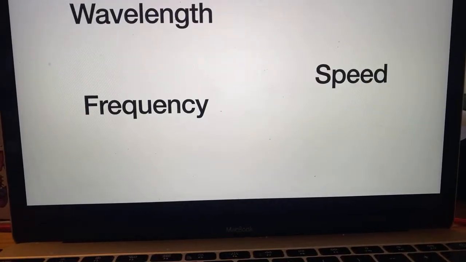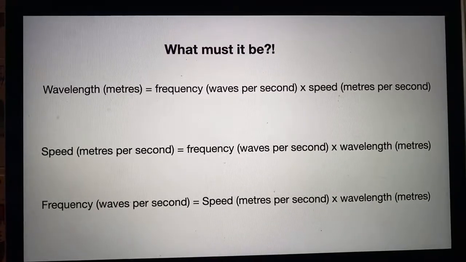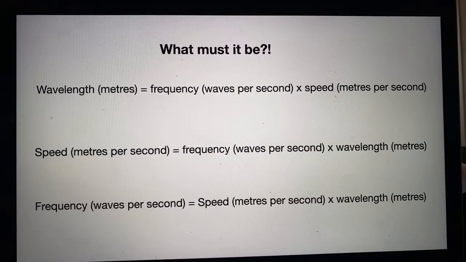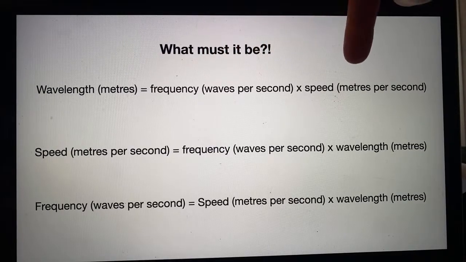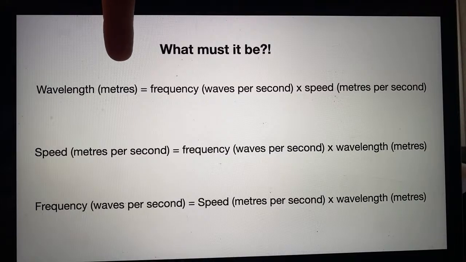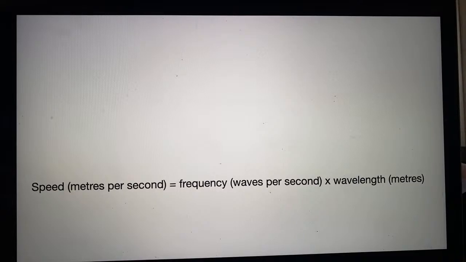So I had this on the screen actually, but I've jumped ahead a little bit. Which of these must it be? I'll give you a couple of seconds just to look at that. What must our equation be? Is it wavelength equals frequency times speed? Does something per second times meters per second equal meters? Spoiler, no, it does not. It must be this one. Speed equals frequency times wavelength. Meters per second equals waves per second times meters. Meters per second.